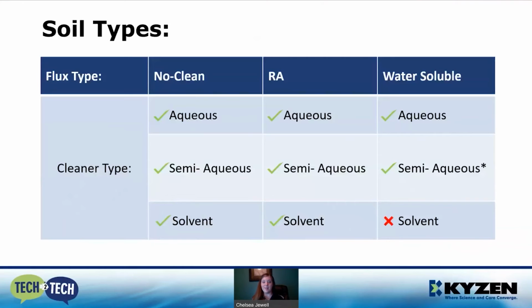Your cleaning chemistries can also depend on your flux type. So if you're looking at a no-clean application, aqueous, semi-aqueous, and solvents are all possible matches for your soil. The same goes for your rosins or RAs. Rosins are typically really happy with semi-aqueous and solvent chemistries. Moving on to our water-soluble, of course aqueous will do a good job.